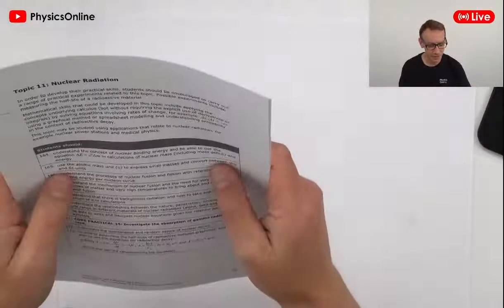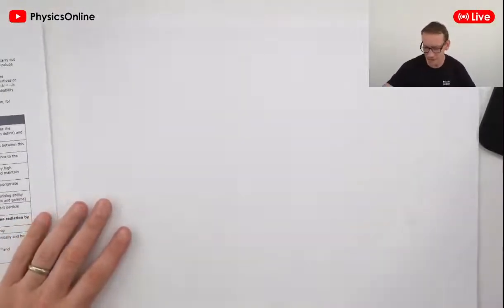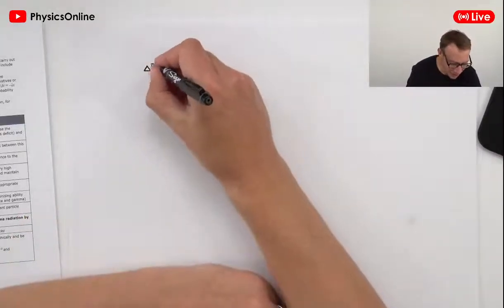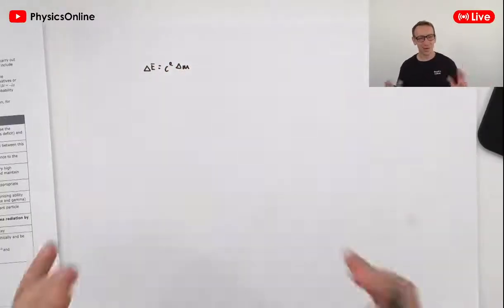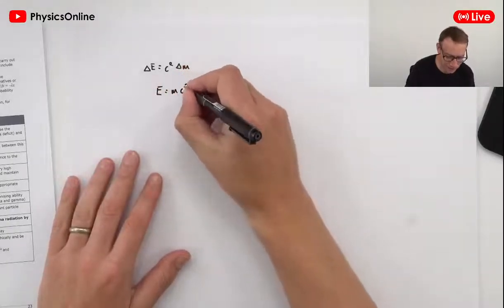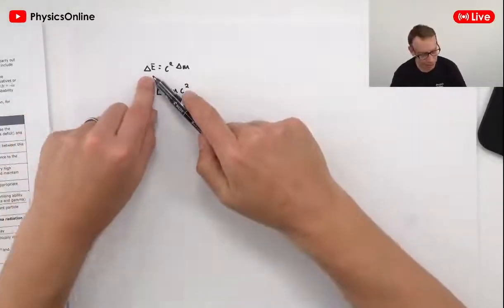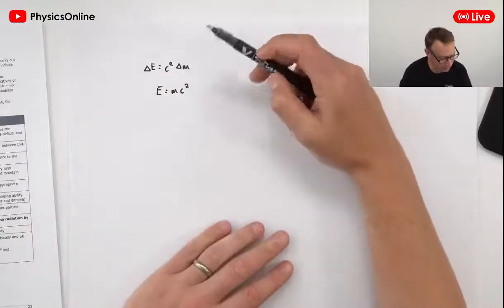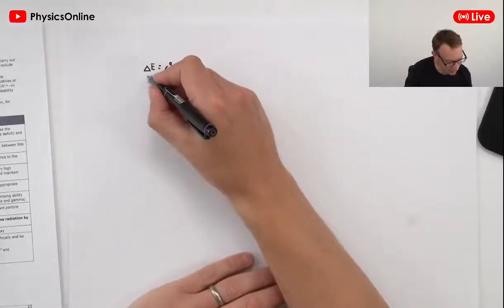Right, the next one, nuclear radiation. I think Edexcel have missed a trick here. What they've said is that the change in energy is equal to c squared delta m. Although that's the way it's written in the specification, they should have just written the most famous equation, E equals mc squared. Basically what we're saying is that the change in energy is equal to the speed of light squared times the change in mass. What we have here is often the binding energy.